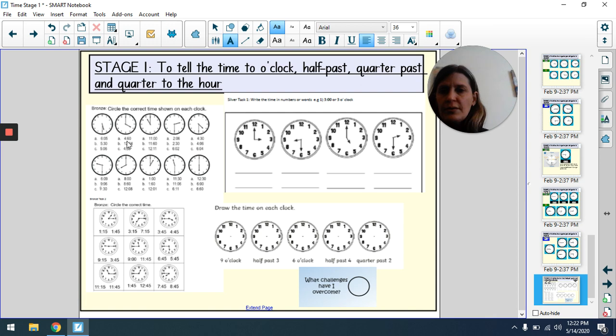Bronze, all you have to do is circle the correct times. Silver, you need to write the time in words, so you could write it as 3 o'clock, or you can write it in the digital form 3:00. And gold, you need to draw the hands on the clocks. Now, don't forget here, it's really, really important you make sure your minute hand is the longer hand and your hour hand is the shorter hand. If when you've drawn it, there's no difference between the lengths, no one's going to know which is the minute hand and which is the hour hand. Good luck.